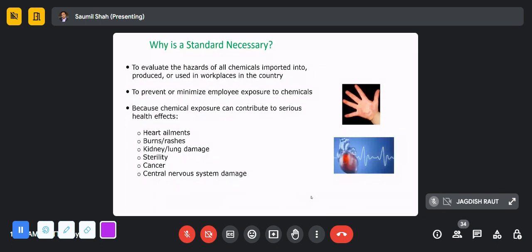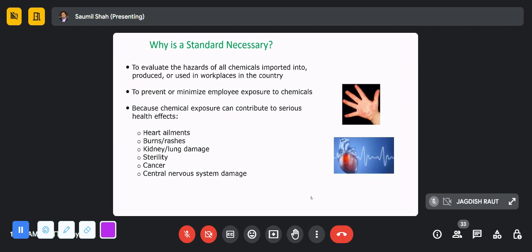Now, why is the standard necessary? To evaluate the hazards of all chemicals imported into, produced, or used in workplaces in the country, and to prevent or minimize employee exposure to chemicals, because chemical exposure can contribute to serious health effects like heart ailments, burns, kidney failure, lung damage, cancer, and central nervous system damage. So the standard is required for that.